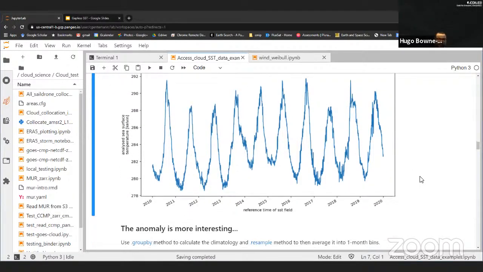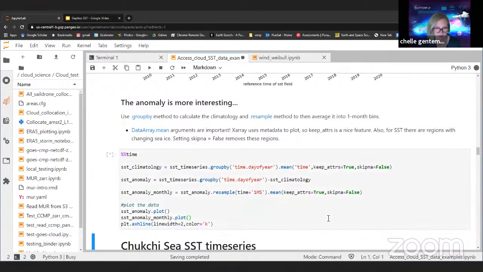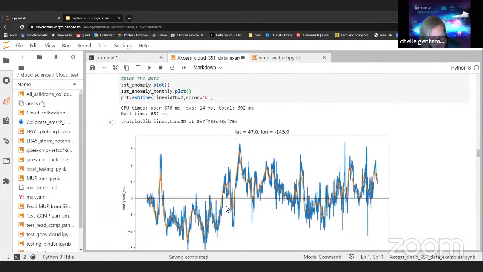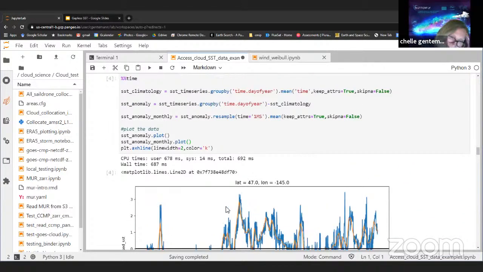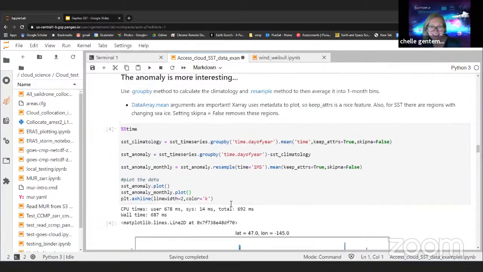Okay. And if we wanted to look at the anomaly, so like, is it warmer or cooler than normal? That's something that's really common. So this is going to take almost no time to do. I was going to say this is going to take a while. It took less than 1 second. Wow.